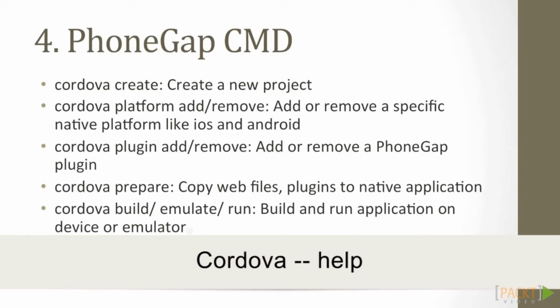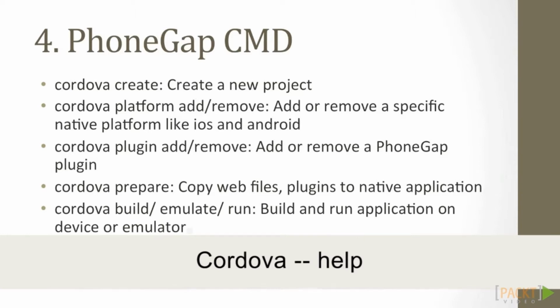The PhoneGap platform has a series of commands that help our developments. In the terminal, type Cordova --help, and you will see a list of commands. Here are some useful commands. The Cordova create command, which we've used before, creates the basic structure of a project.